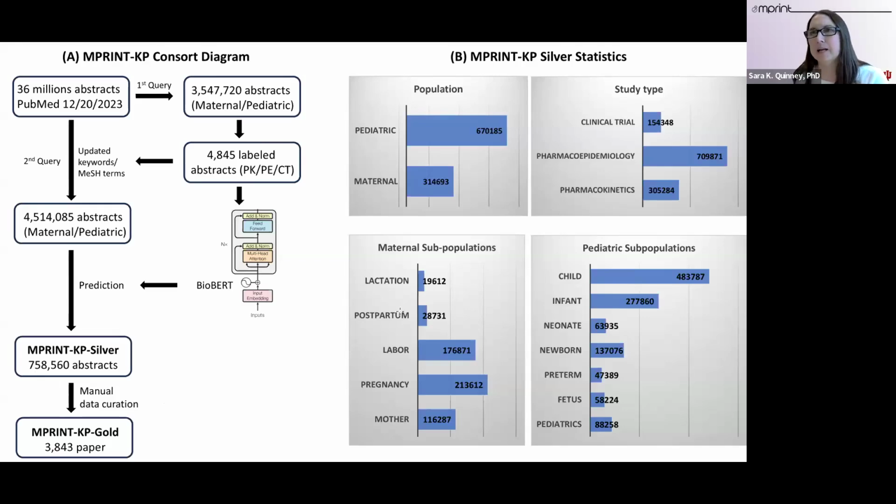You can see on the right some statistics of the population. Obviously, we have more pediatric than maternal studies. Most of the data collected in abstract form is from pharmacoepidemiology studies. And then we have it broken down by subpopulation here in the bottom.